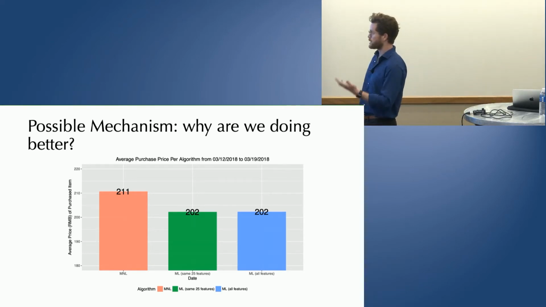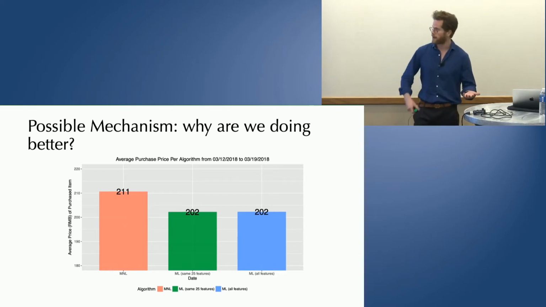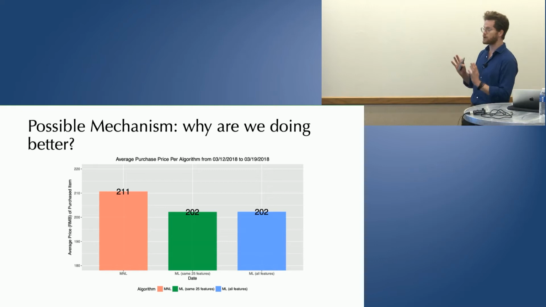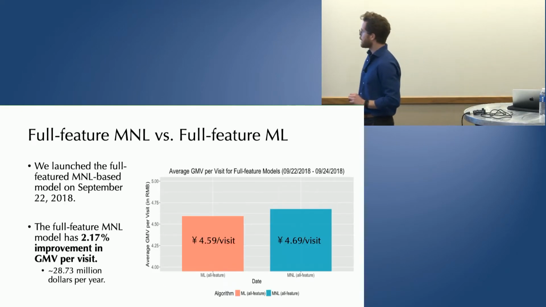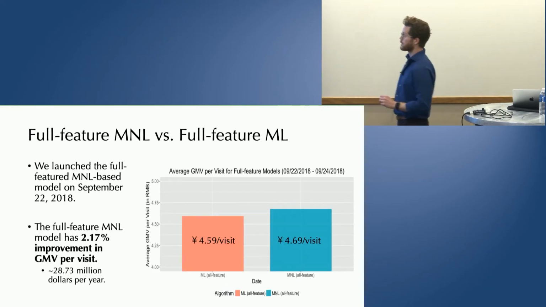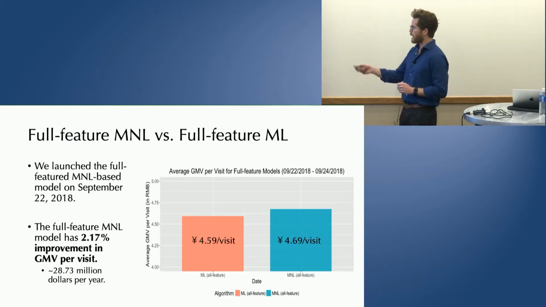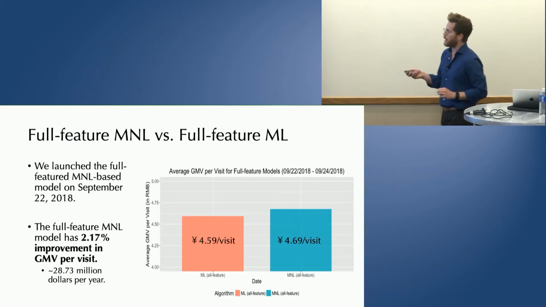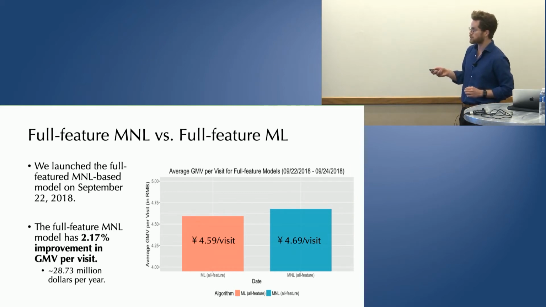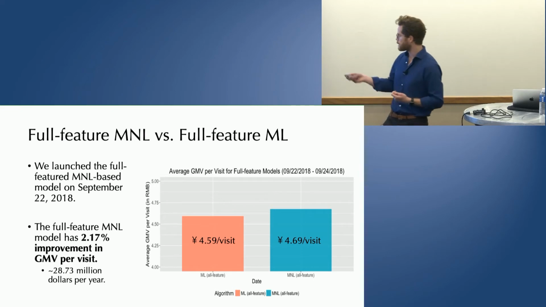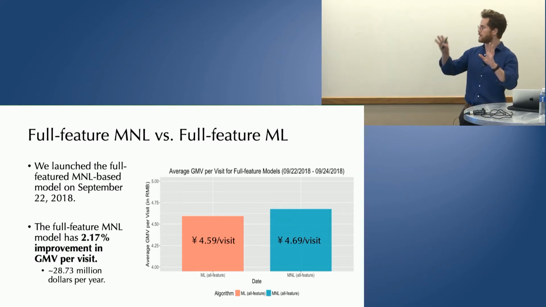So the natural question is, did we test full feature MNL against full feature machine learning? And we have preliminary results for that. I can only share with you 3 days of that. And we see gains. Here's full featured machine learning against full featured MNL. And just over these 3 days, we see a 2% improvement, which is close to 30% per year. They didn't give us visit level data for this, so I can't give you accuracy side by side with revenue performance.